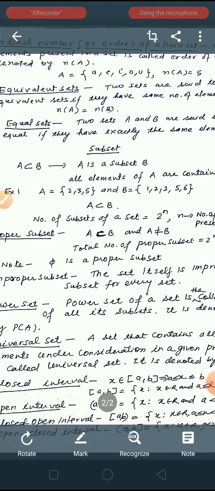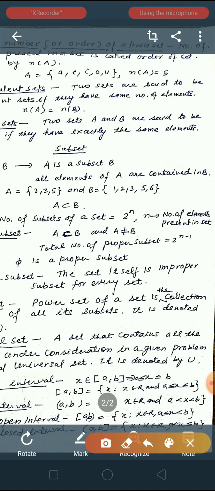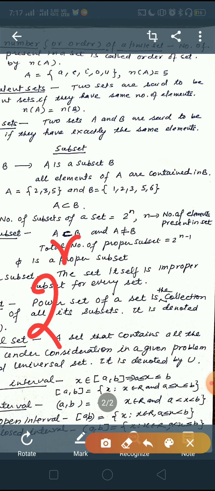Now the total number of proper subsets in a set is given by the formula 2 raised to the power n minus 1. Children, I think you may have misunderstood it, so I am writing it here: 2 raised to the power n, minus 1. Okay, it is not subtracted from n, it is subtracted from the whole, meaning 2 raised to the power n, minus 1. I think it is clear.